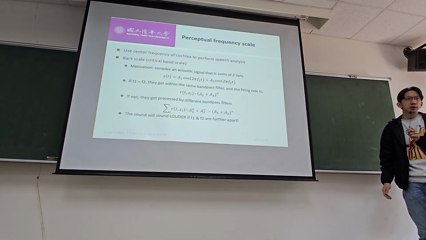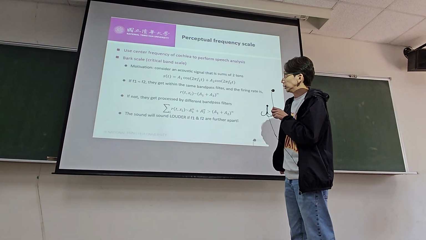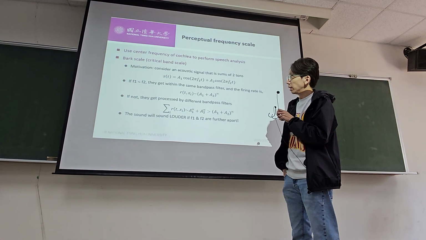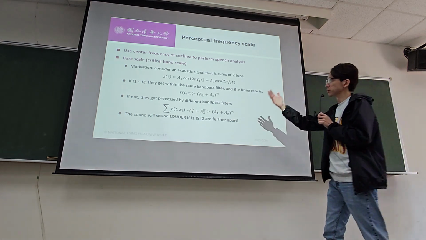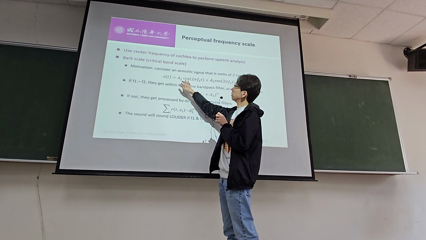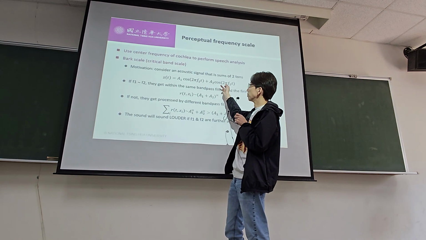So then people start to design different scales of the frequency. One way we call the Bark scale. The motivation is, consider you have an acoustic signal, a standing waveform. It's a sum of two pure tones: A1 cosine 2 pi f1 t, A2 cosine 2 pi f2 t.